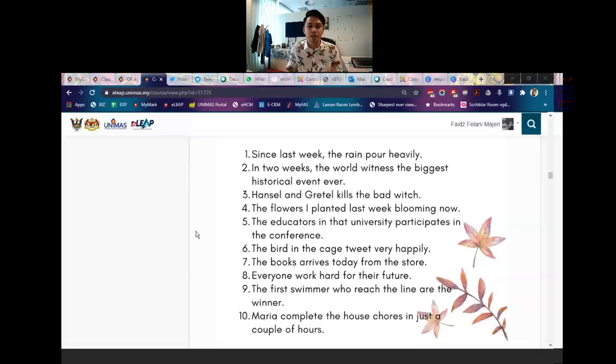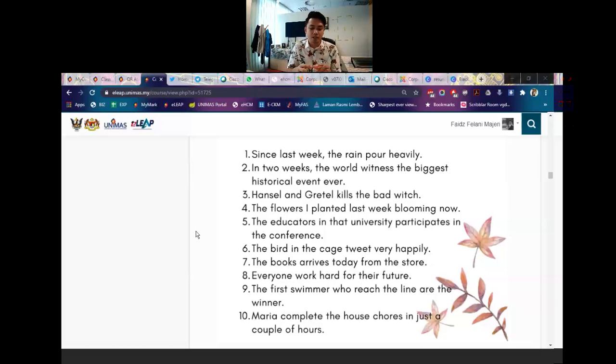Siapa yang melakukan sesuatu di dalam ayat tersebut? It's always the focus of that sentence. Okay, fokus utama dalam ayat tersebut selalunya adalah subjek. Siapa yang melakukan sesuatu? Now, when I say siapa, it's not necessarily manusia yang melakukannya. It can be item. Alright.